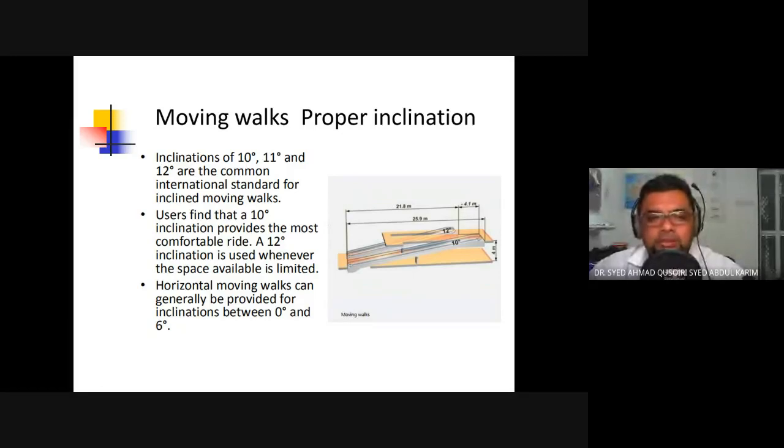Another advantage of using this moving walkway, especially in shopping malls and places like that, is that we can also use the shopping cart. We can place it on top of these moving walkways, whereas for the escalator, we cannot actually do that.